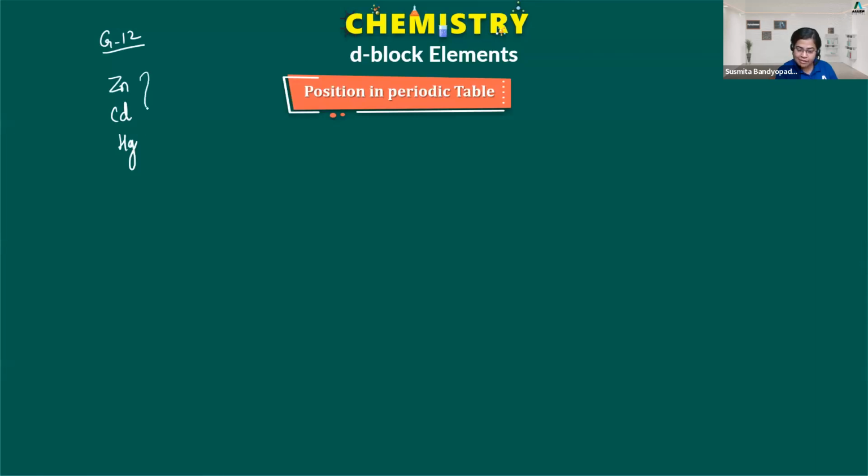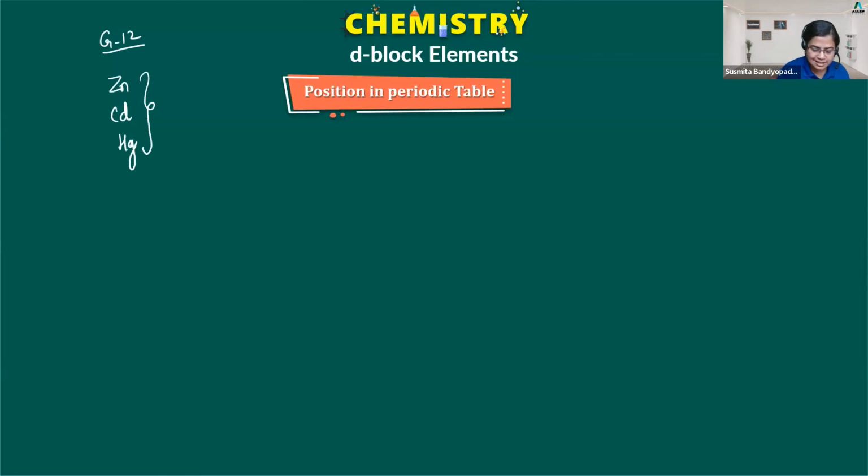Because they already have a completely filled d subshell. And the definition of transition element says that the d orbitals should be incomplete. Okay, pseudo transition elements. Fine. We'll not waste time. My focus is to tell you all the important things. In other cases, the incomplete d orbitals are there either in their native state or in their most stable oxidation state.